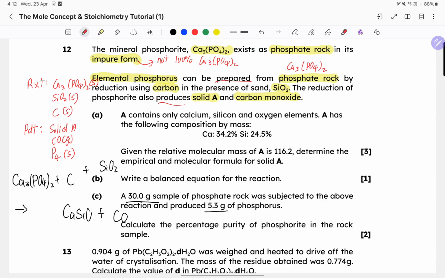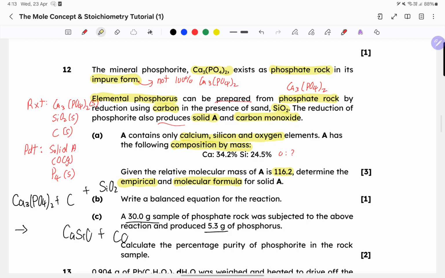Okay, so over here you see A contains only these elements and it has a composition by mass of these elements. You notice that oxygen is not given, so you are expected to calculate for oxygen. The relative molecular mass of A is 116.2, and you're told to determine the empirical and the molecular formula of solid A. So notice that you have to determine two formulas, not just the empirical formula.